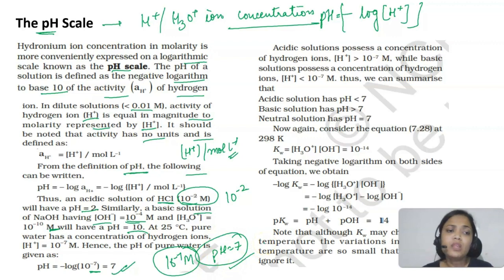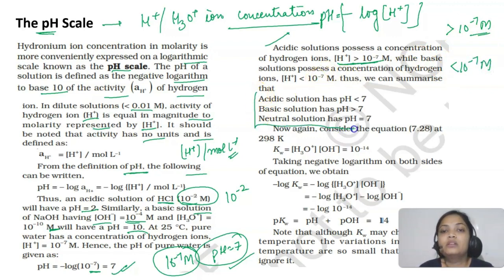Okay, so how are we describing acids and bases? You already know acids have a large concentration of hydrogen ions, because they are hydrogen ion donors, they are proton donors, so their concentration is more than 10 to the power minus 7, and basic solutions have a concentration of less than 10 to the power minus 7. So this is important: acidic solutions have a pH of less than 7 and basic solutions have a pH of more than 7, and neutral solutions will have a pH of 7.